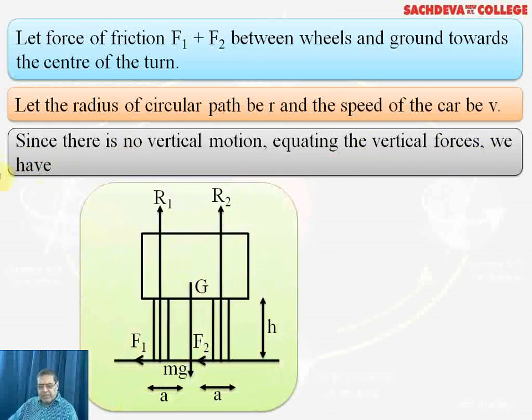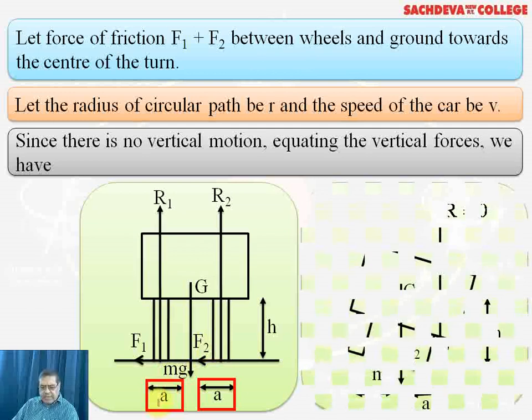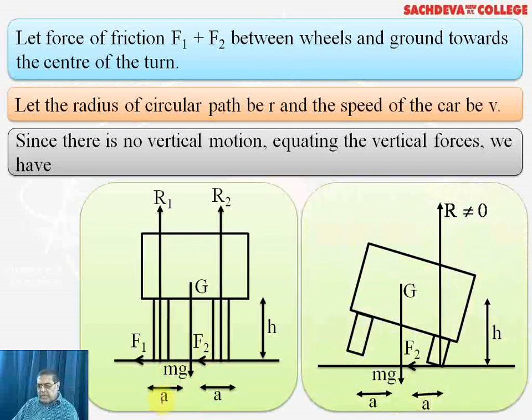So again the same figure is there. The reaction of the surface on the tires will be R1 and R2. F1 and F2 are the forces on the inner and outer wheels. mg is the weight acting vertically down. And a represents the acceleration. Now two figures are indicated.